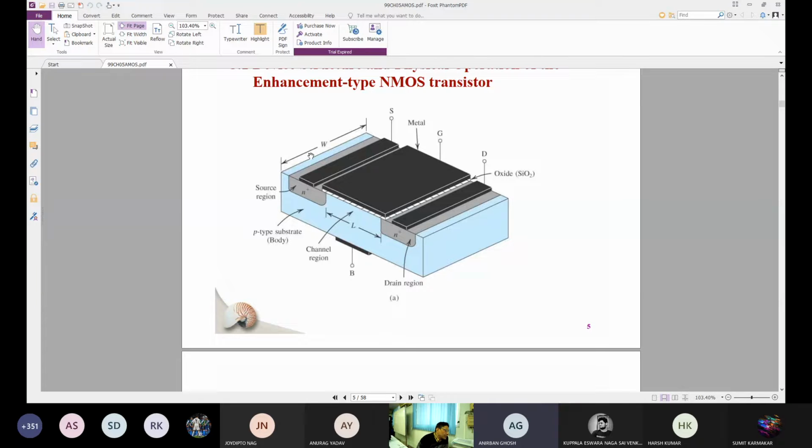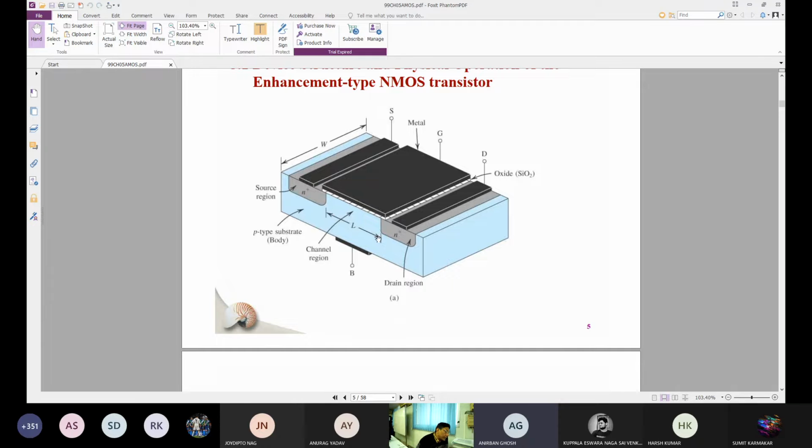So traditionally, when we explain the structure, we consider this is the N-channel MOS. So N-channel MOS will have a body of P-type material. This is N plus, this is N plus. And if this is P plus and this is P plus, and the body is N-type, then it becomes the P-channel MOS.